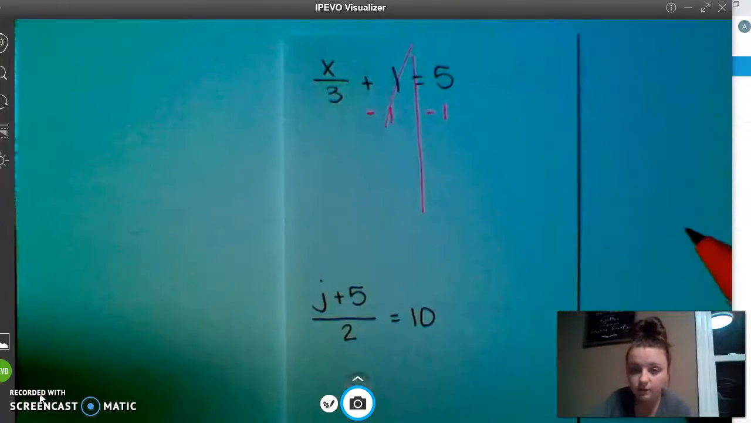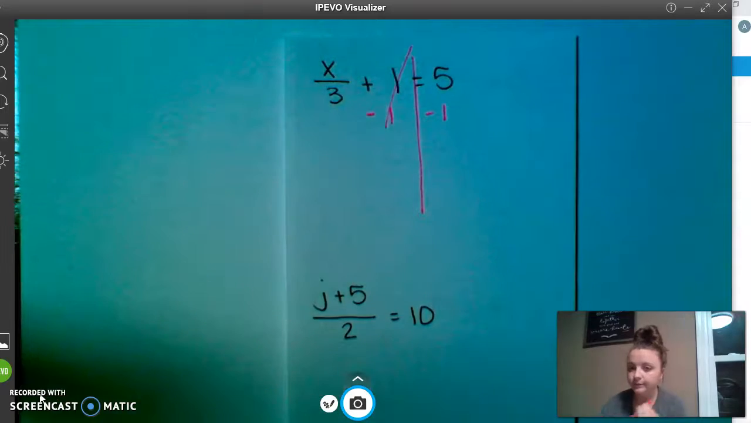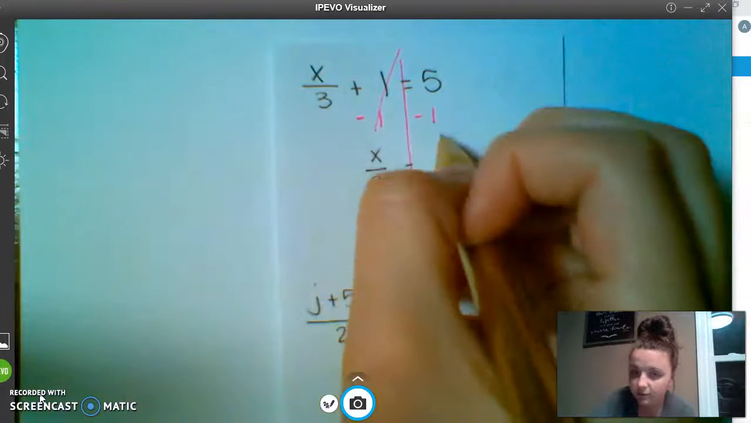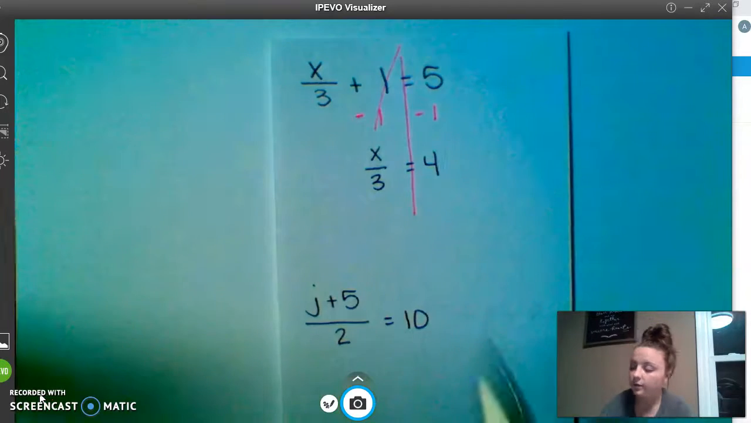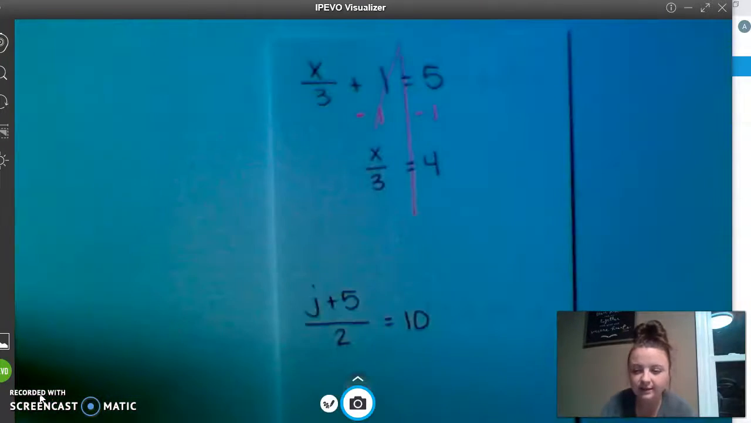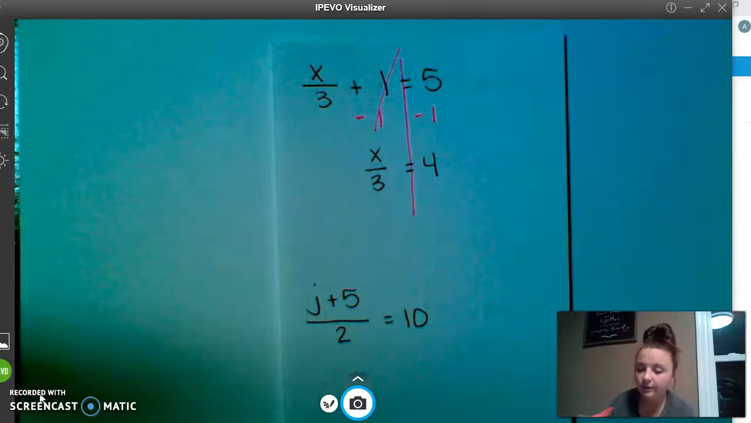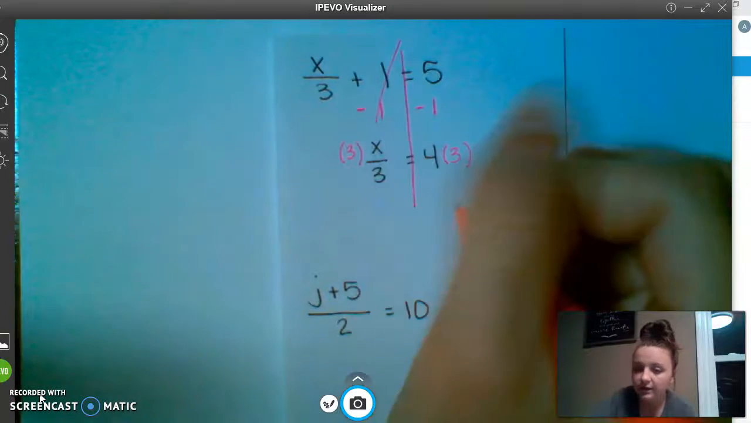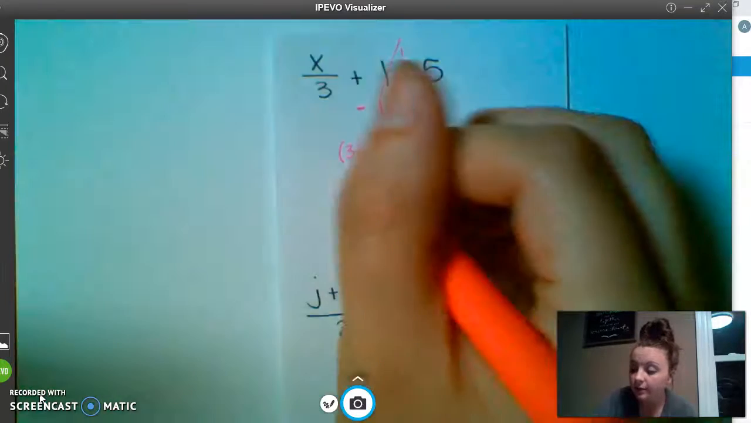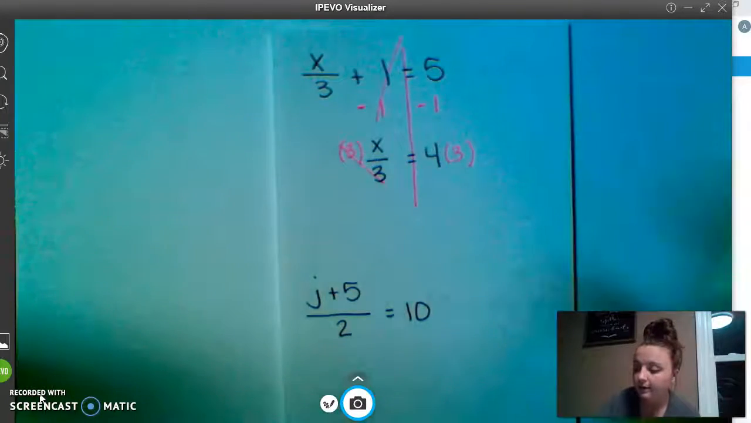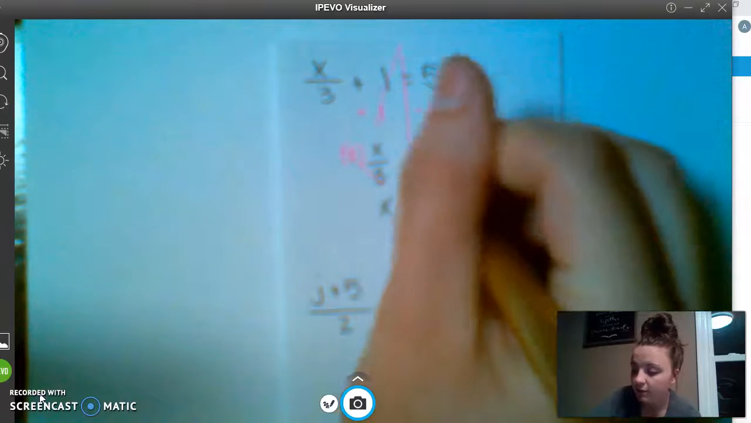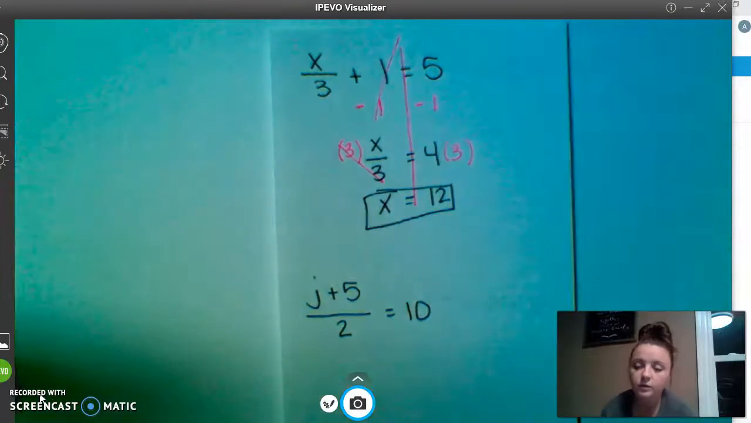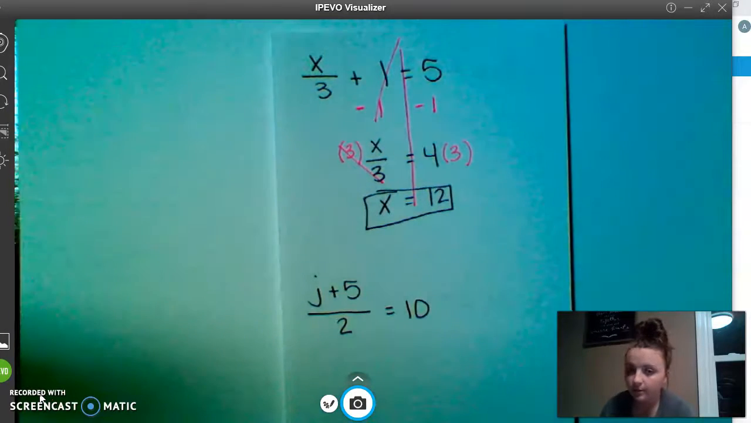Well, those cancel, and we now have x over 3 equals, and 5 minus 1 is 4. Okay, well, over 3 I just said, but that's really x divided by 3. So to undo that, we've got to multiply by 3 on both sides. And remember, multiply by 3 and divide by 3 undo each other. So now we have x equals, and 4 times 3 equals 12. So x equaled 12. Okay, so if you still have some misconceptions on that, email me.